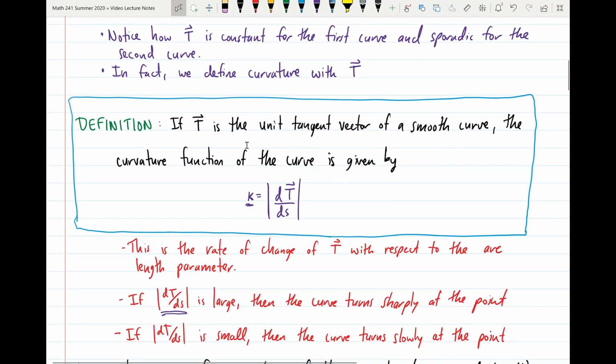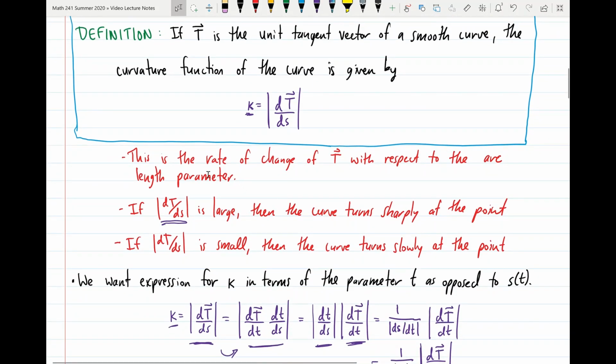If T is the unit tangent vector, which is a concept we talked about in section 13.3, of a smooth curve, then the curvature function of the curve is given by kappa is equal to the magnitude of the derivative of the unit tangent vector with respect to s, dT/ds, where remember s is the arc length parameter.